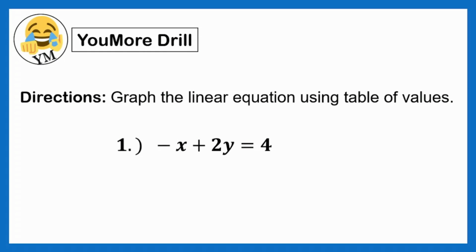Alright. So, let's have our YouMore drill. Ayan. So, graph the linear equation using the table of values. We have number 1, negative x plus 2y is equal to 4. Ayan. So I'll pause for a while now, and I'll get back to you to give the answer. But if you still need time, feel free to pause the video. Your timer starts now.